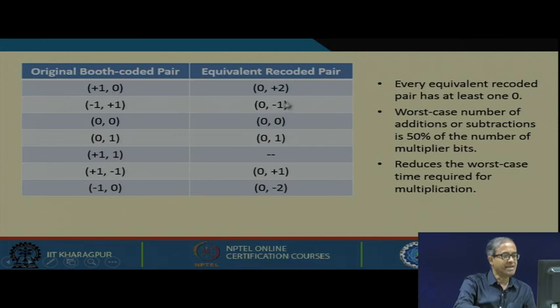Plus 1 and 0 can be encoded as 0 plus 2, which means here you are multiplying by 2. So, this new symbol plus 2 and minus 2 comes in this new method. Plus 2 means shift by one position. Minus 1 plus 1, if there are, you replace them by 0 minus 1. 0 0 does not change, 0 1 does not change. Plus 1 1 is not a valid occurrence. Plus 1 minus 1 can be replaced by 0 plus 1, this we have already seen. And minus 1 0 can be replaced by 0 minus 2. That means you see, in the modified encoding, at least one 0 is there, which means at most 50% of the times we will be doing addition or subtraction. Rest all times we will be doing shifting. So, this reduces the worst case time required by the Booth's multiplication algorithm.